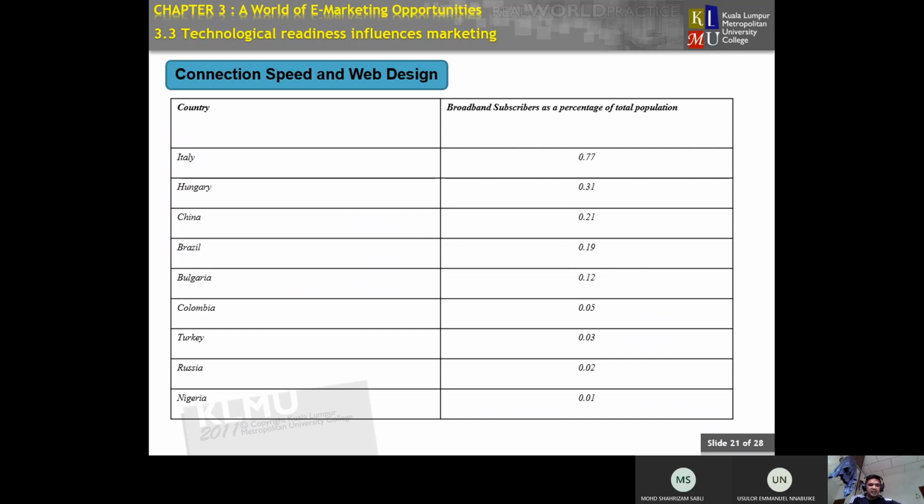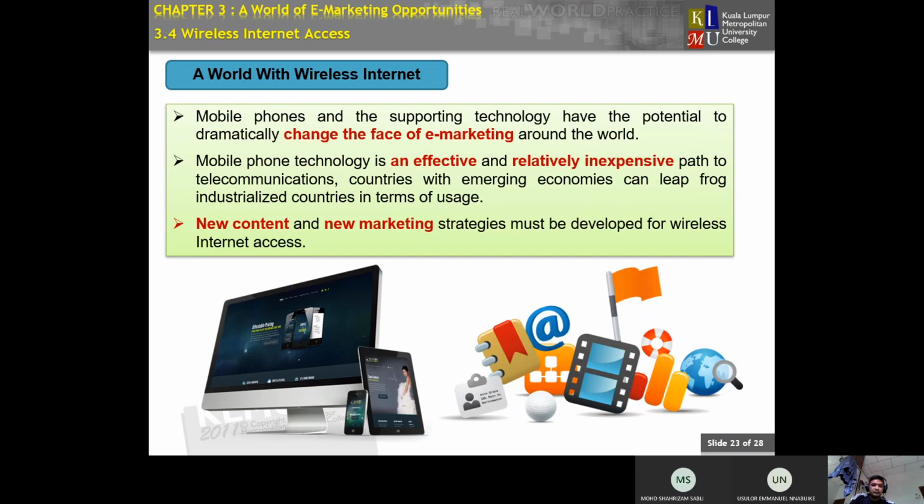This is an example of the percentage of broadband subscribers in European countries and world countries. So, a world with wireless internet. Of course, nowadays people use wireless internet compared to wired internet, but you still need to be aware of the environment. Nowadays we have wireless modems, so people can access the internet from different gadgets: laptop, smartphone, tablets, and everything. Even TV can connect to the internet.